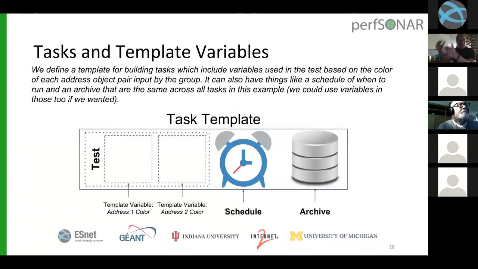So we have these address objects. We can throw them into groups. Now we want to input these groups into something and build our tasks. This is a visual representation of a task, and like I said, it has a bunch of different components. One is the test, which is this dotted box. The test has a couple parameters, which are going to get filled in with template variables, the placeholder squares right here. And then the template also has a schedule and an archive, represented by those items in this example.